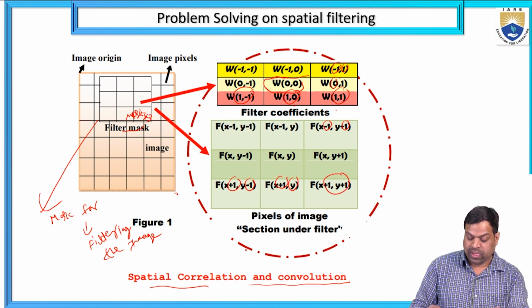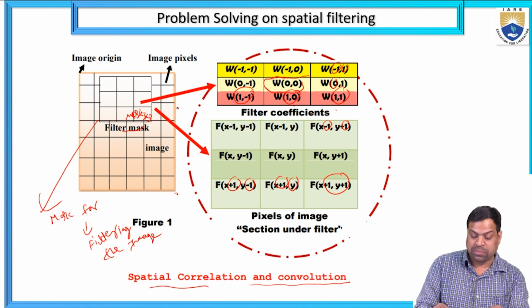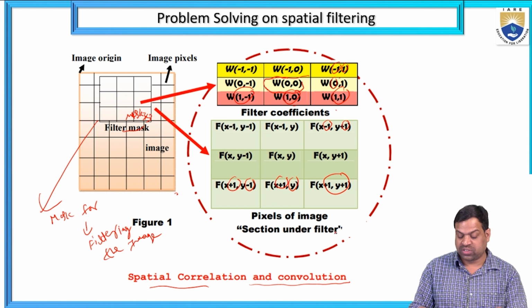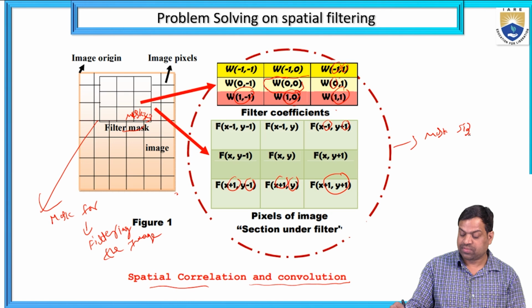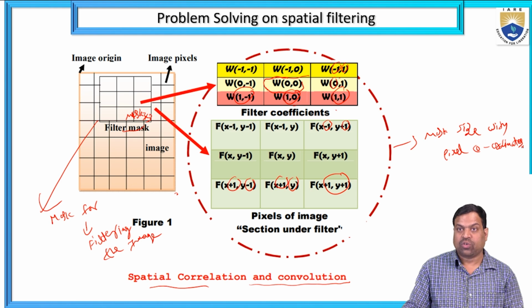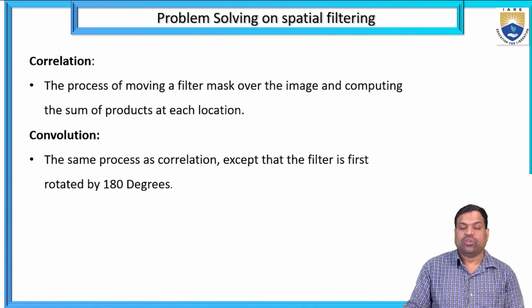The spatial correlation of the image is computed between the image pixels and the mask, with the mask size and pixel coordinates. So the pixels of the image section are processed under the filtering technique. The correlation and convolution are very important in spatial filtering.